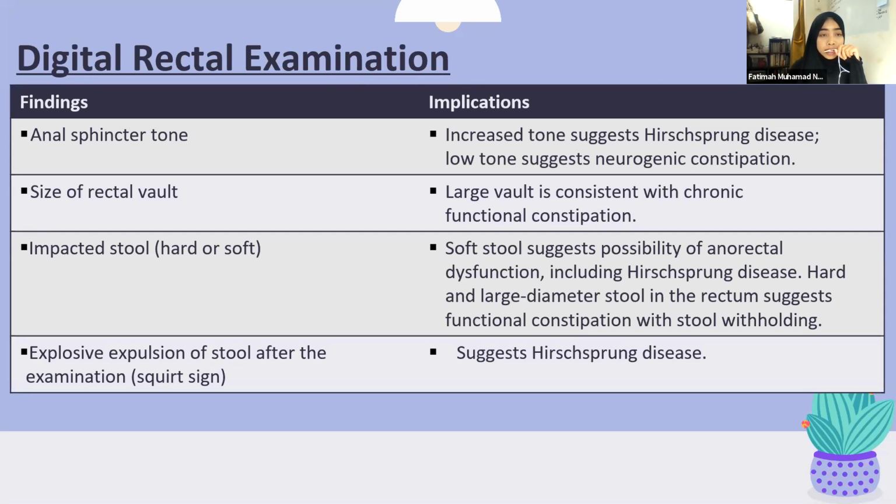And also look at the size of the rectal wall, because a large wall is consistent with chronic functional constipation due to withholding of the feces. Check if there is any impacted stool, and if the stool is hard or soft. When you remove your finger, look for any explosive expulsion of the stool, because this can be related to Hirschsprung disease.